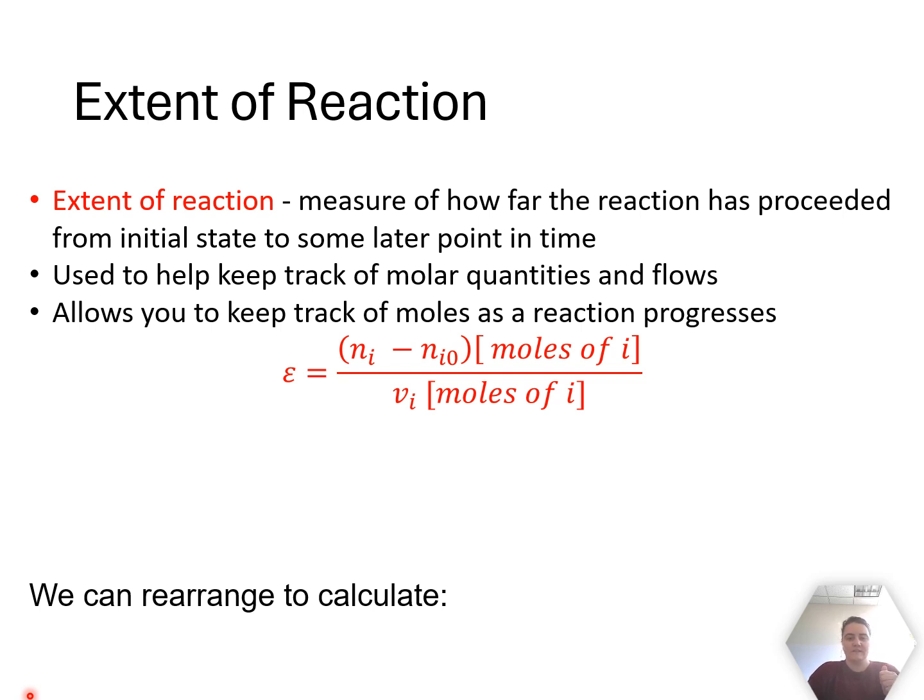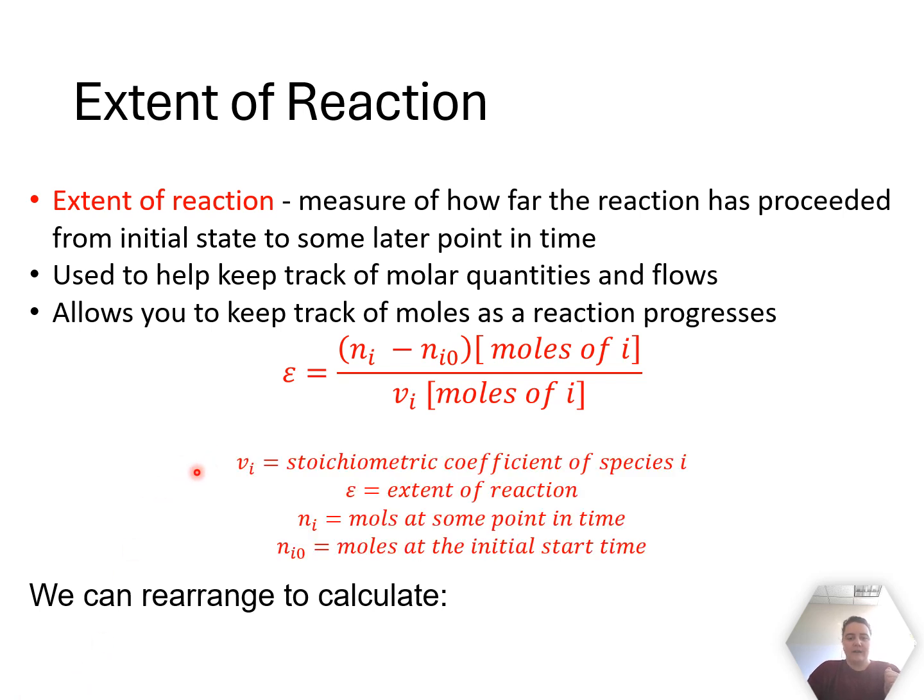So let's talk about what each of these things are. V sub I is the stoichiometric coefficient of the species I. So we need to balance our reaction first, know what species we're talking about, and then we need to take the coefficient, and that's what's going to go down here in the bottom. E is that extent of reaction, so that's something we either calculate or maybe we know. We'll talk about that in a moment. N sub I is the moles of I, that specific species at some point in time, and N sub I 0 is moles at the initial start time. So we're measuring a change in moles up here in the top.